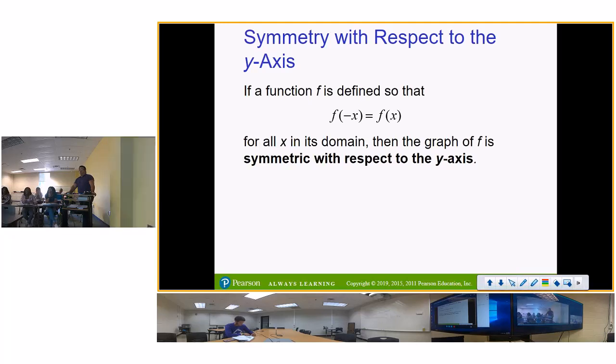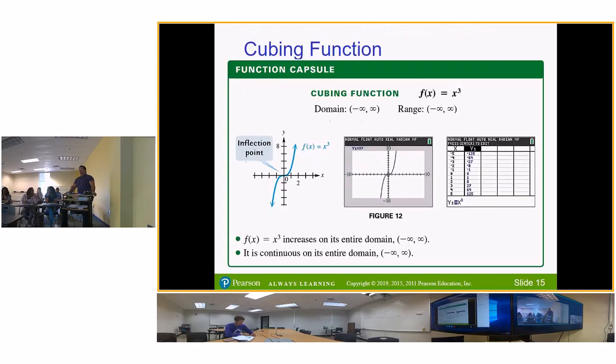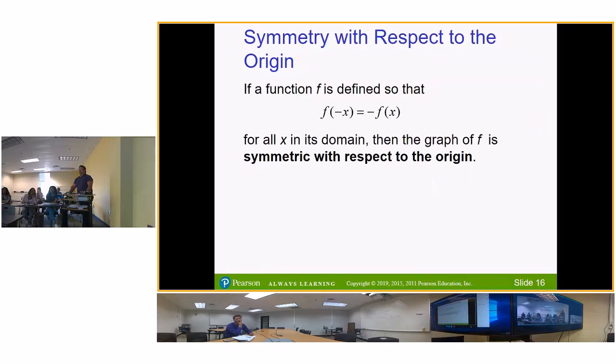So, let's look at the next example. It's a family of graphs. But there it is, x to the third power. Wait a minute. That's around the origin. Okay, write that one down, and then we'll do an example. This is around the origin: f of negative x is equal to negative f of x.